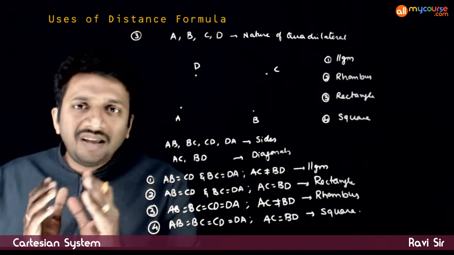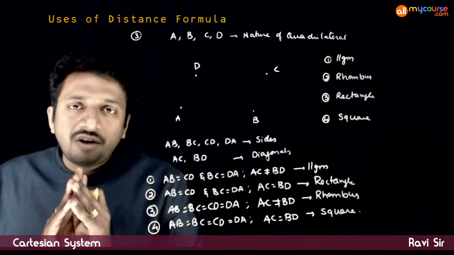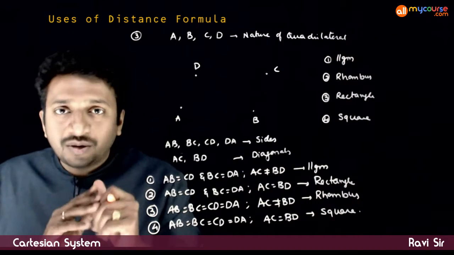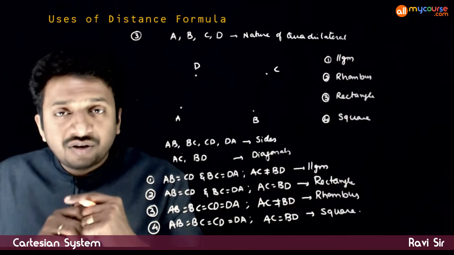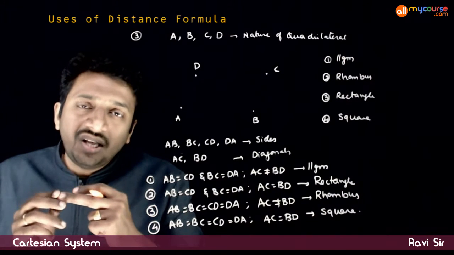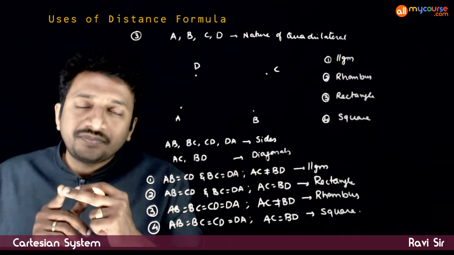So these are the 3 major uses of distance formula: to check the collinearity, to find the nature of the triangle, to find the nature of the quadrilateral.